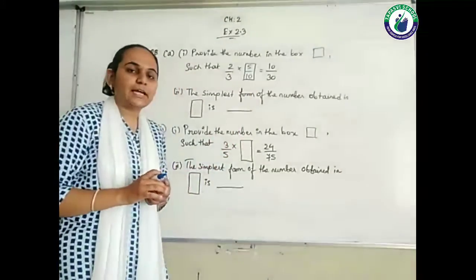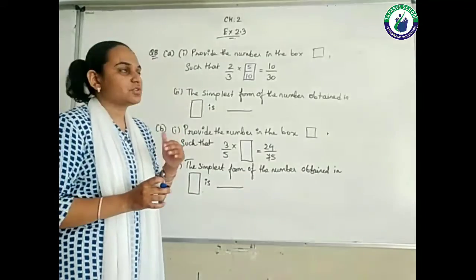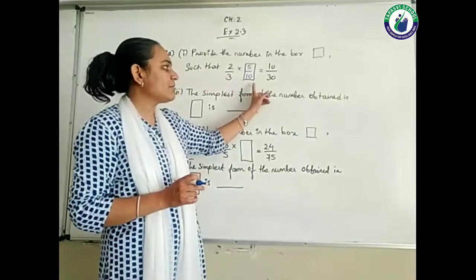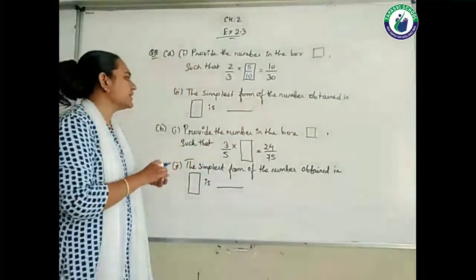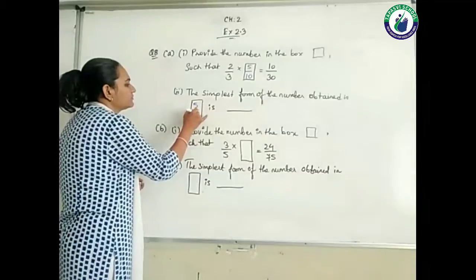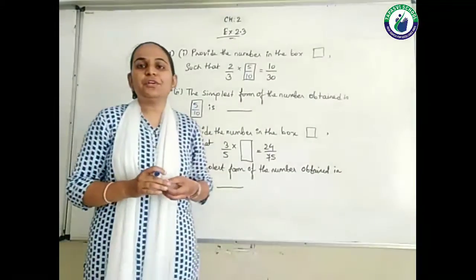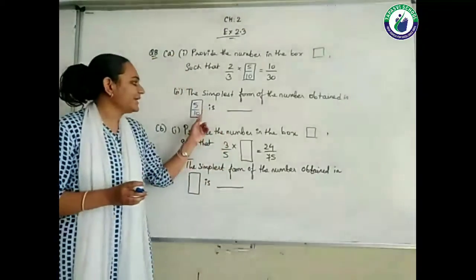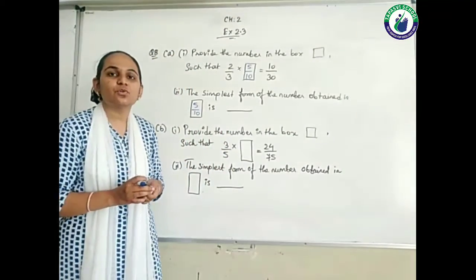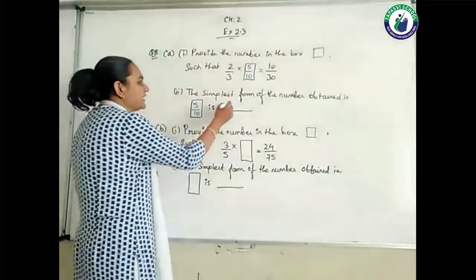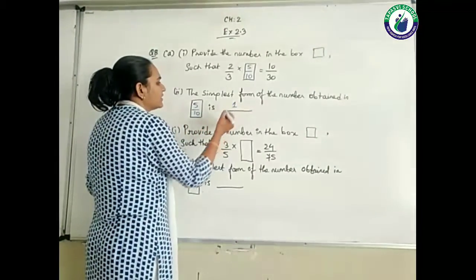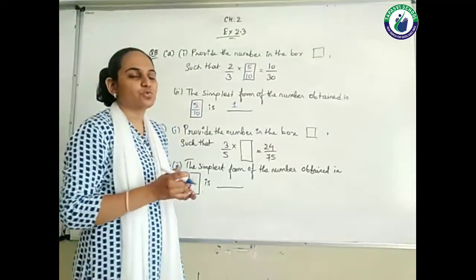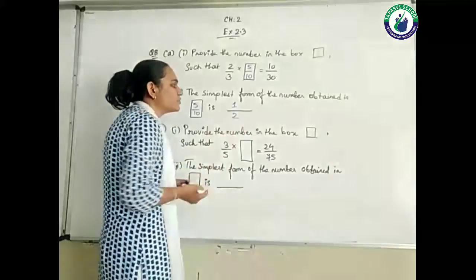Is it okay students? Based on that, the second part of this question is the simplest form of the number. The simplest form of the number obtained in this box, that means 5 by 10. So we have to reduce it, students. We have to make it smaller, reduce it. So 5 by 10, if you divide it by 5, so 5 divided by 5, students, we get 1, right? And 10 if you divide by 5, you get 2. So you can write 1 upon 2.